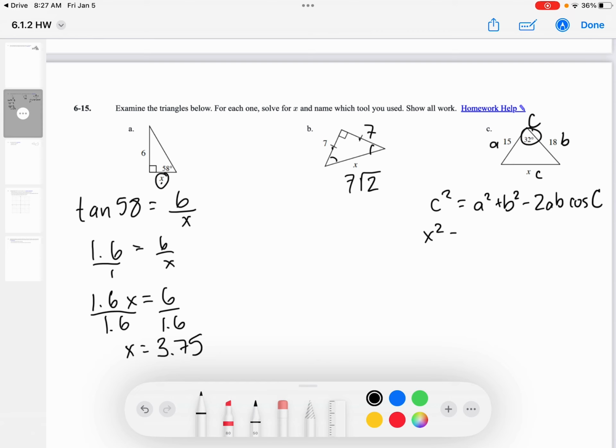All right, so C is what I'm looking for. So that's going to be x squared equals 15 squared plus 18 squared minus 2 times 15 times 18 times cosine of 32. And remember, putting this in our calculator is tricky. So the first thing I do is type in this big chunk into my calculator. So I'm going to get cosine of 32 times 2 times 15 times 18.